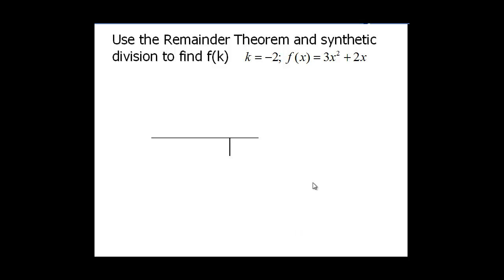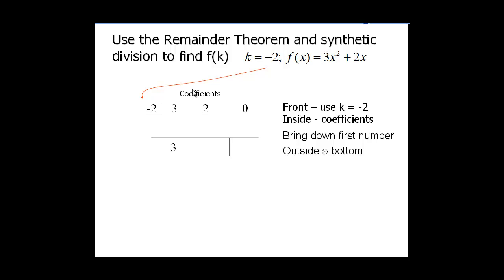Now, suppose we start with k as negative 2. That's what we're dividing by. So you put your negative 2 out in the front. 3, 2, and 0. We just repeat the process. Bring the 3 down. Negative 2 times 3 is negative 6. Combine is negative 4. Negative 2 times negative 4 is positive 8. Combine makes 8. So your polynomial is going to be 3x minus 4 with an 8 remainder. And 8 was our remainder.